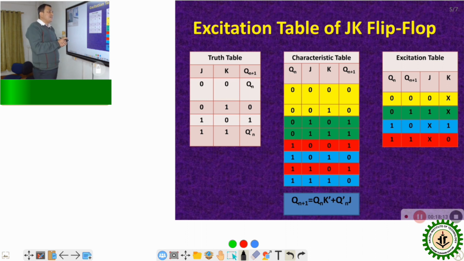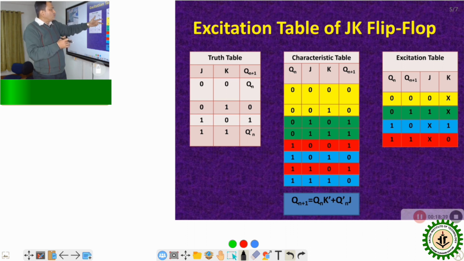Now we have to determine, or make, the excitation table. To fill up the excitation table, again similarly we have to check where the 4 probable transitions from present state to next state are, that is 0 to 0, 0 to 1, 1 to 0 and 1 to 1. For our convenience, I have already labeled them with yellow color.